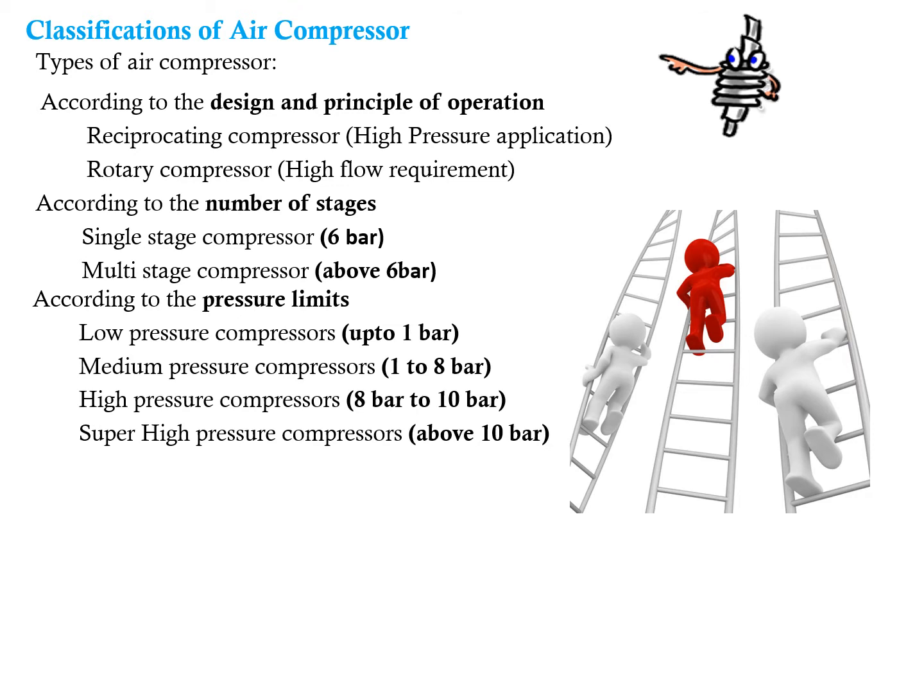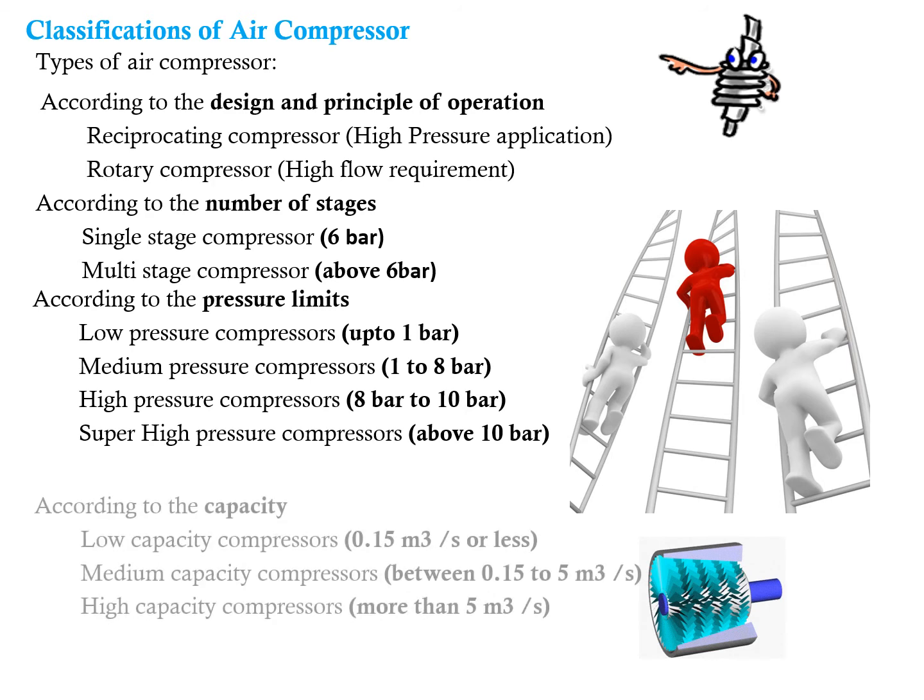According to the pressure limits, there are four categories of air compressors. One is low pressure compressor, which is up to 1 bar. Second is medium pressure compressor, which is 1 to 8 bar. Third is high pressure compressor, which is 8 bar to 10 bar. And lastly, super high pressure compressor, which is above 10 bar, for marine and submarine applications.